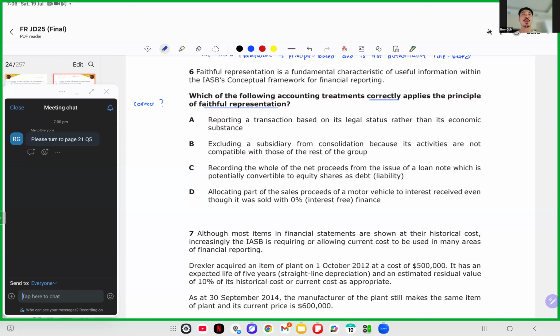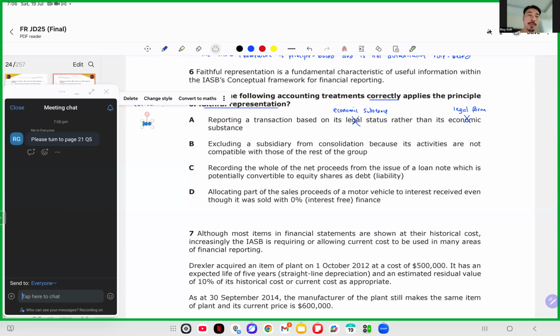Option A: reporting a transaction on the legal status, unfortunately, is wrong. You should report on the economic substance rather than the legal form. So this is switched over. Sorry, it is incorrect.